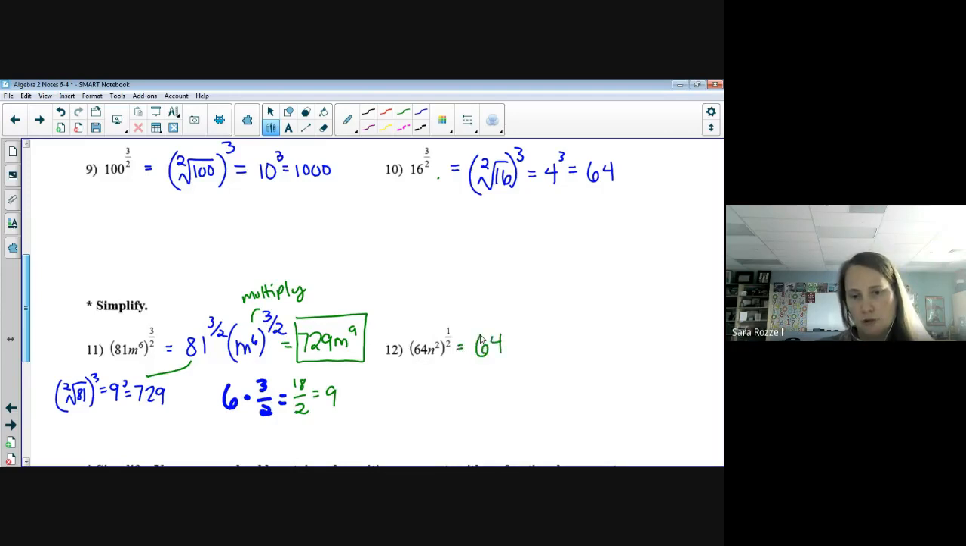So 64 gets raised to the 1/2. Then n squared gets raised to the 1/2. So I'm going to do them separately. This is the square root of 64 to the 1st. What is the square root of 64?